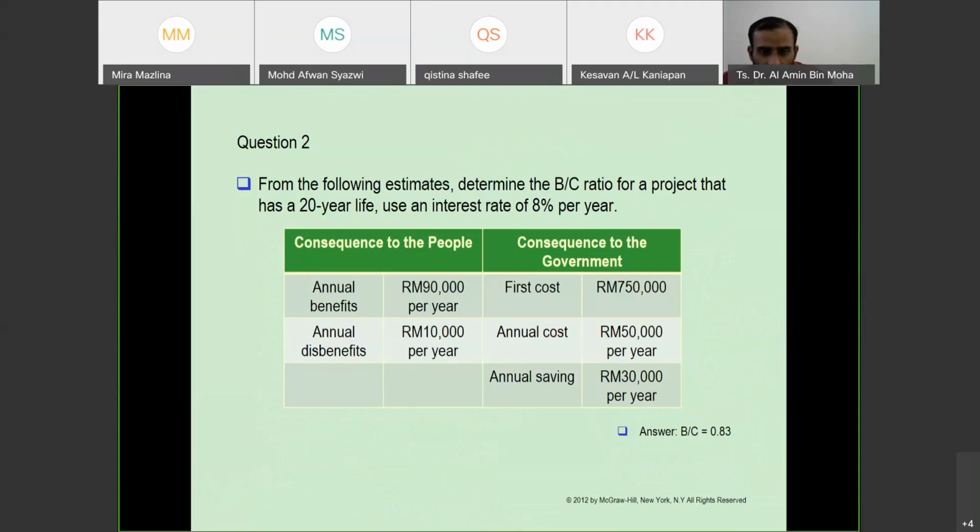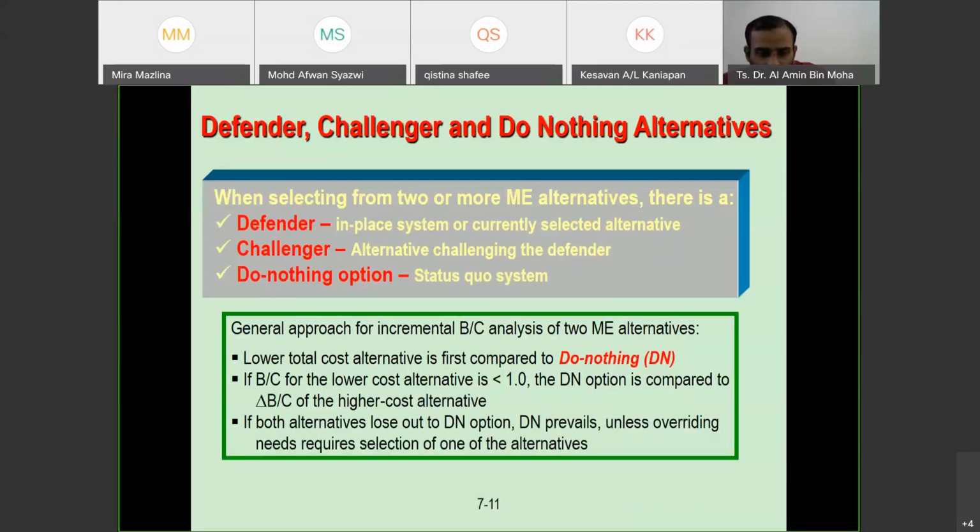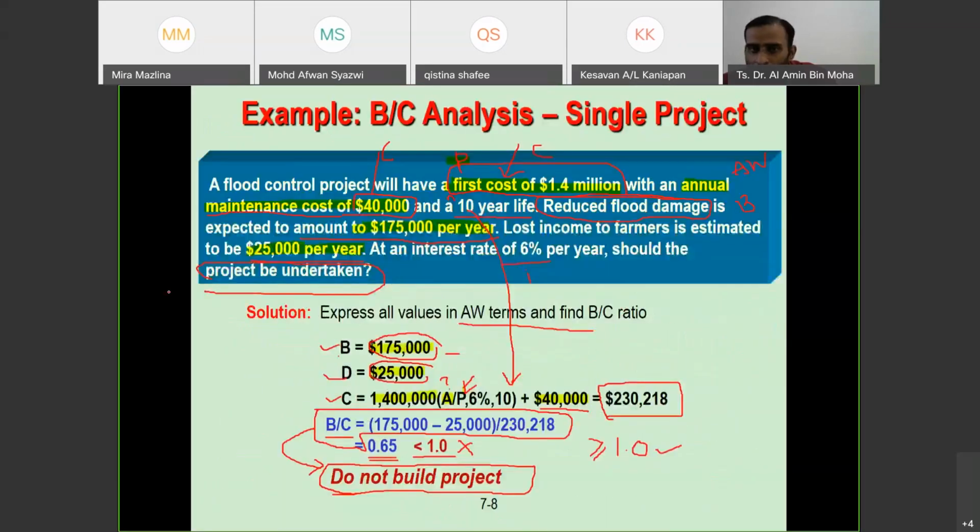So let's move to the next slide. This is another question. That's fine. I will just go through the lecture. You can try this later by yourself during the time that you have after the lecture. Then you can always compare with the answer here. If you didn't get it, you can just shout in the group so we can discuss. Okay, that's the first part, for analyzing the BC analysis for a single project.